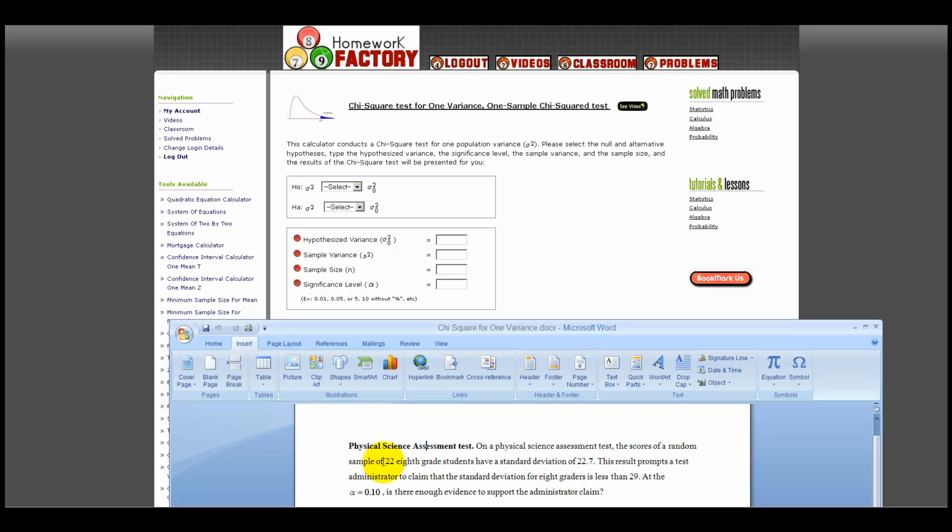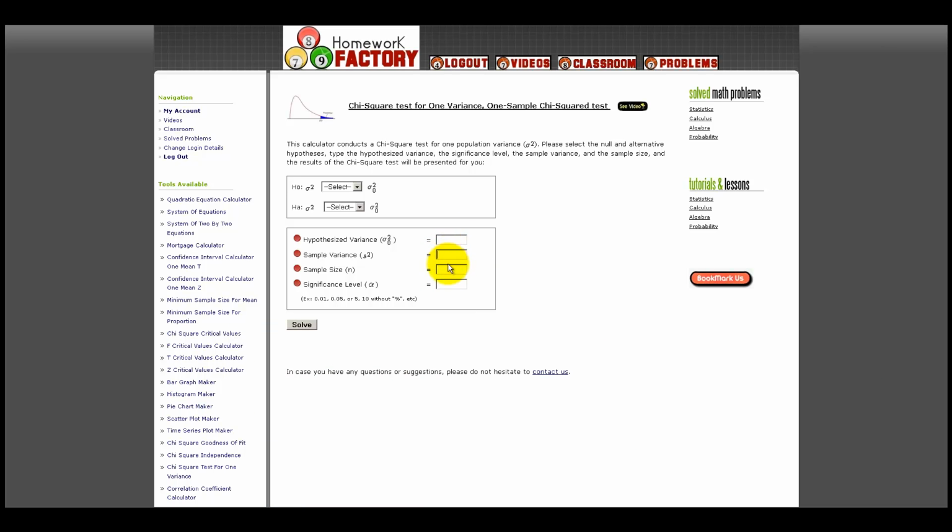You have sample information about a sample of 22 subjects that have a standard deviation of 22.7, which is less than 29 in terms of the sample, but you want to know if that's enough evidence to claim that the standard deviation of the population of all 8th graders is less than 29. So that is the situation, and now we need to see how to set up our hypothesis and how to fill out these forms here.